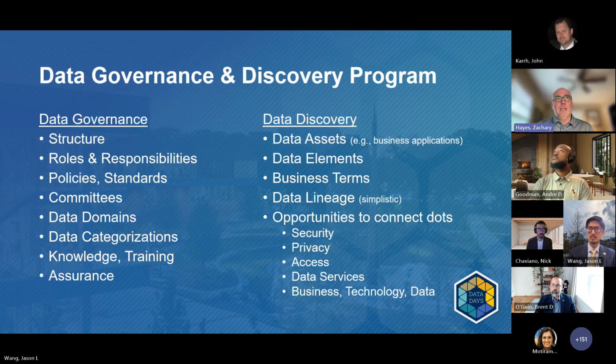So what are some of the key components of the data governance and discovery program? We really have two primary lanes. One is the data governance side of what we do.